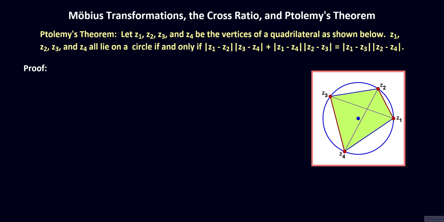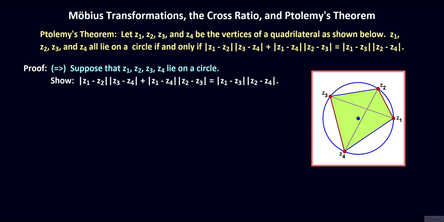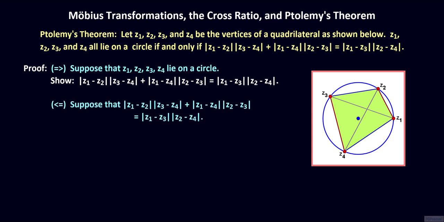Ptolemy's theorem is a biconditional statement, so there are two statements or directions that we must prove. For the first direction, we assume that the quadrilateral is inscribed in the circle, or that the four vertices of the quadrilateral lie on the circle. Then we prove that the equation of the absolute values is true. For the second direction, we assume that the equation of the absolute values is true. Then we show that the vertices lie on the circle.